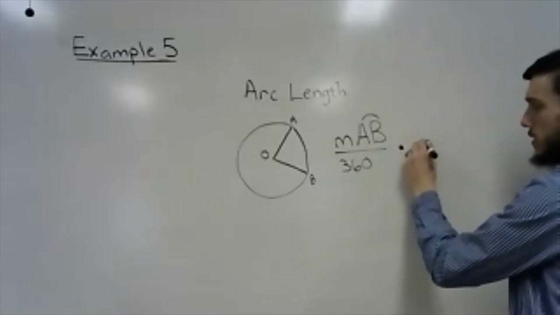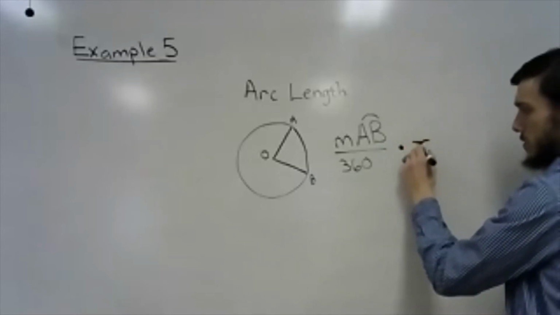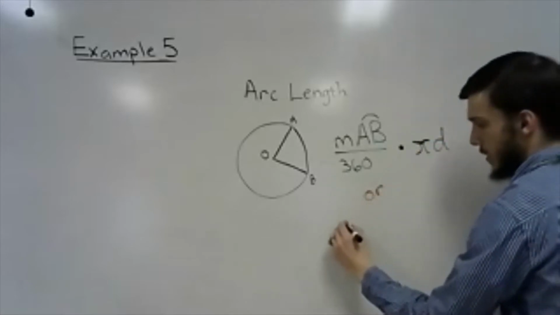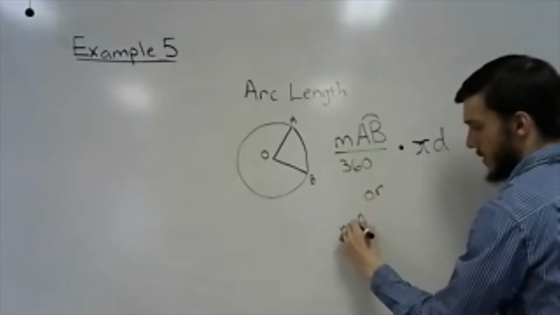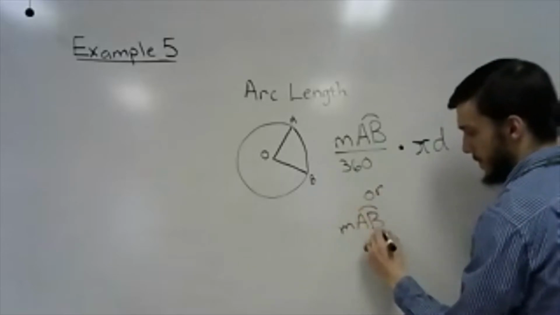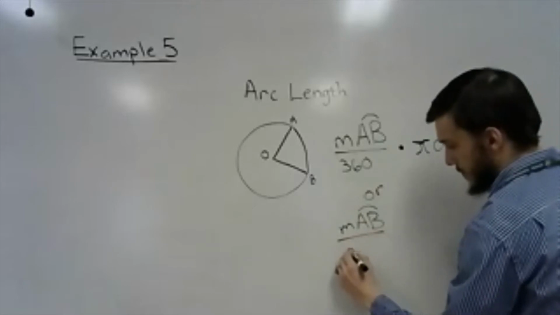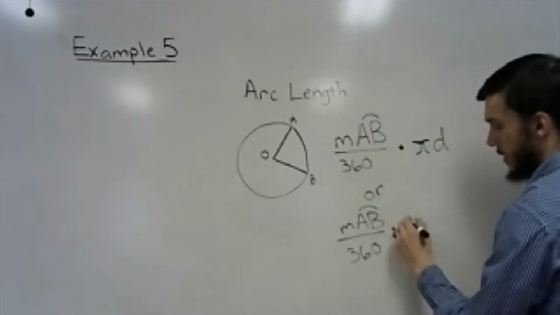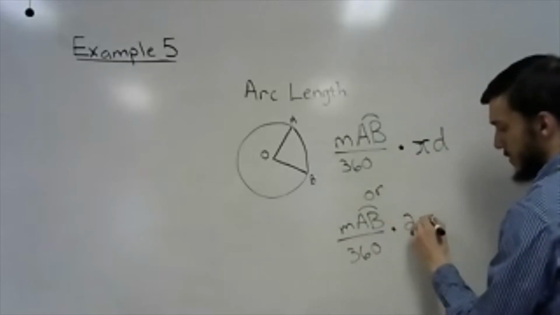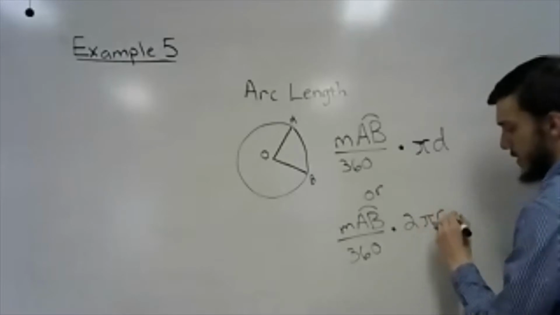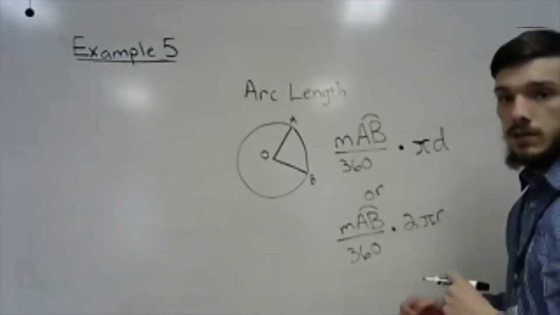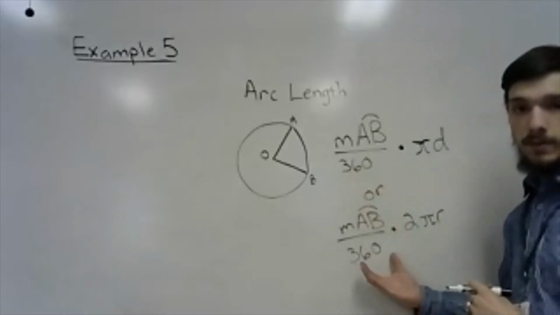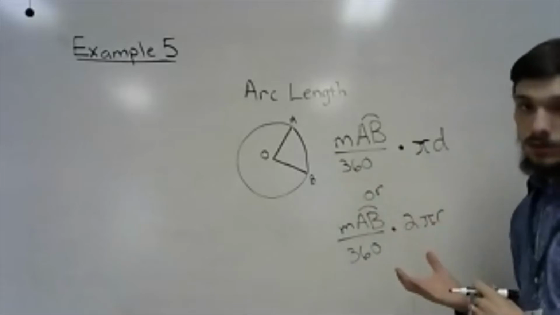multiplying by either pi times diameter or multiplying by 2 times pi times the radius. So we're just multiplying the fraction of our circle that the arc takes up by the circumference of the entire circle.